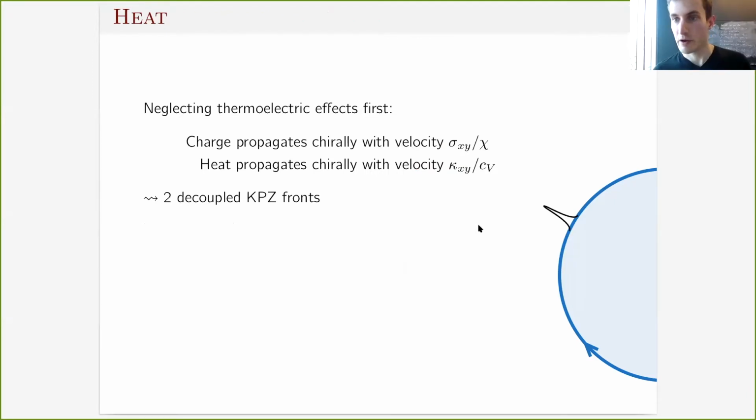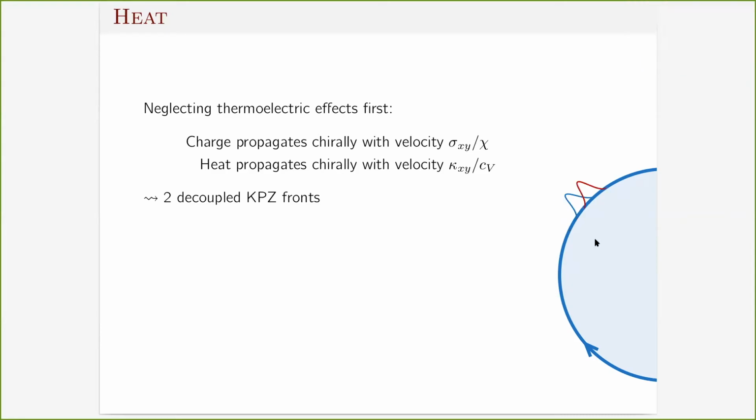Okay, so now I want to incorporate heat. Let me first ignore all thermoelectric effects just to have a first simple take on this problem. If I do that, then charge does its own thing, heat does its own thing. And so then if I have both in the bulk, I have both a finite Hall conductivity and thermal Hall conductivity. Both heat and charge are going to propagate chirally with some velocity. And then the same story holds for both of them independently. So they're both going to have large fluctuations and a breakdown of diffusion, and I'll get two decoupled KPZ fronts with two different velocities.